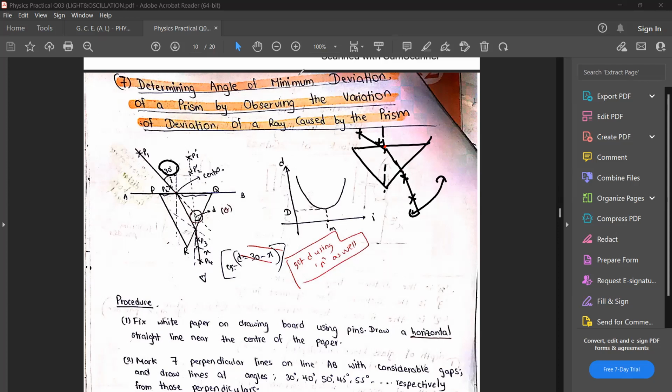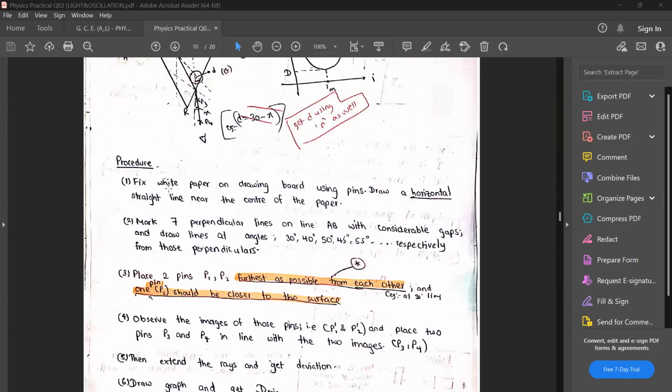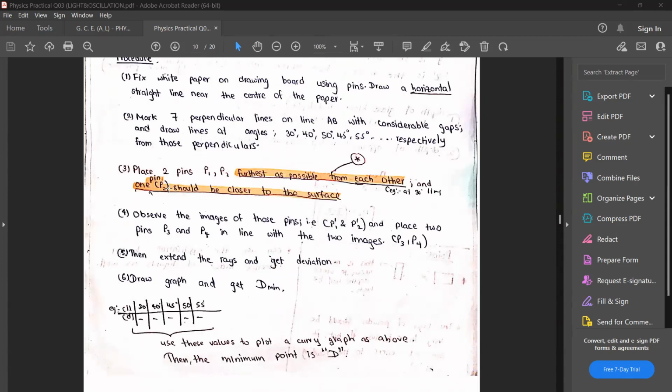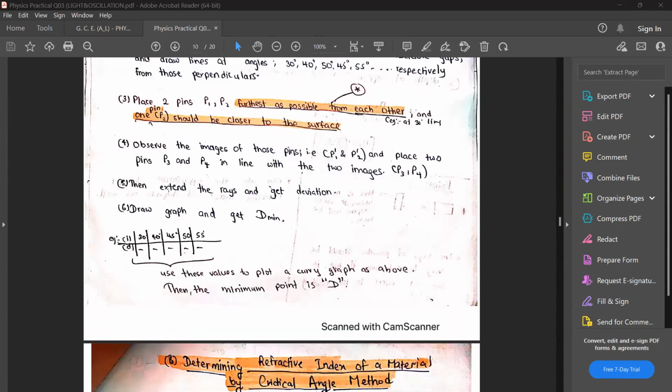So this is what I said for one angle, let's say 30 degrees. You can arrange the pins such that the ray makes 30 degrees with the normal at a certain point, then look from this side and keep the two pins here. Likewise, you can do this for several angles, for 40, 50, 45, 55.